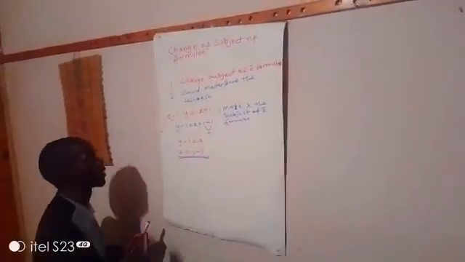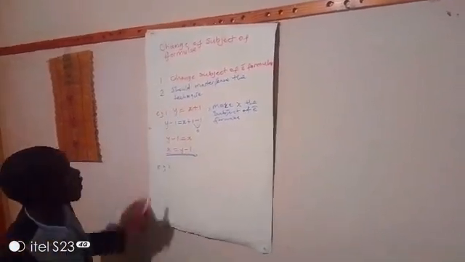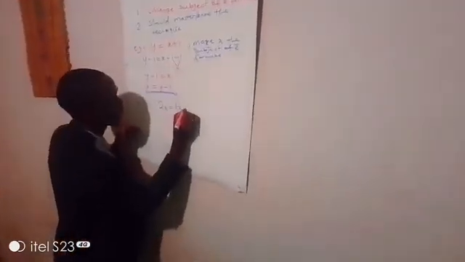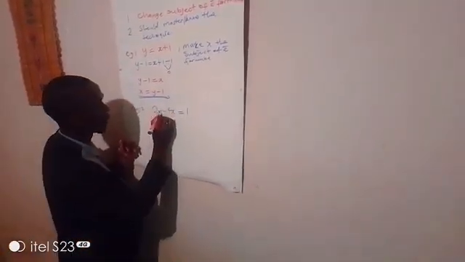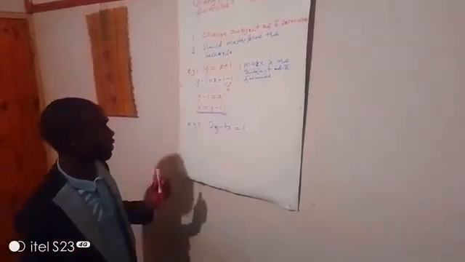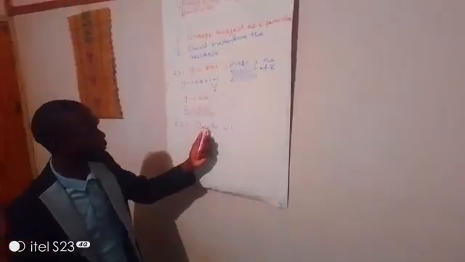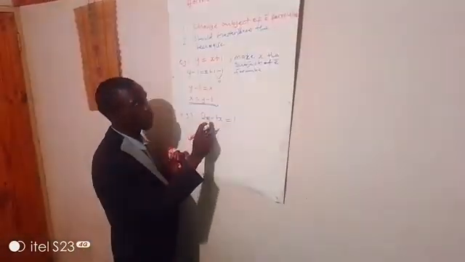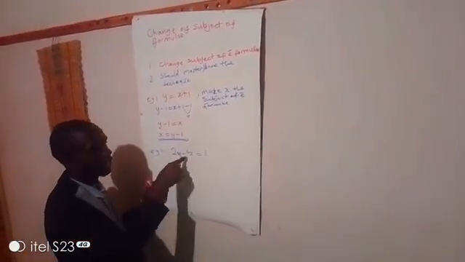Suppose you are given another example. Suppose we have y is equal to 2x minus 4x... that is, 2y minus 4x is equal to 1. The question says, make x the subject of the formula. We can see that the coefficient of x is negative, so we need to make it positive. We add 4x to both sides, so that we take this one to the other side and it becomes positive.